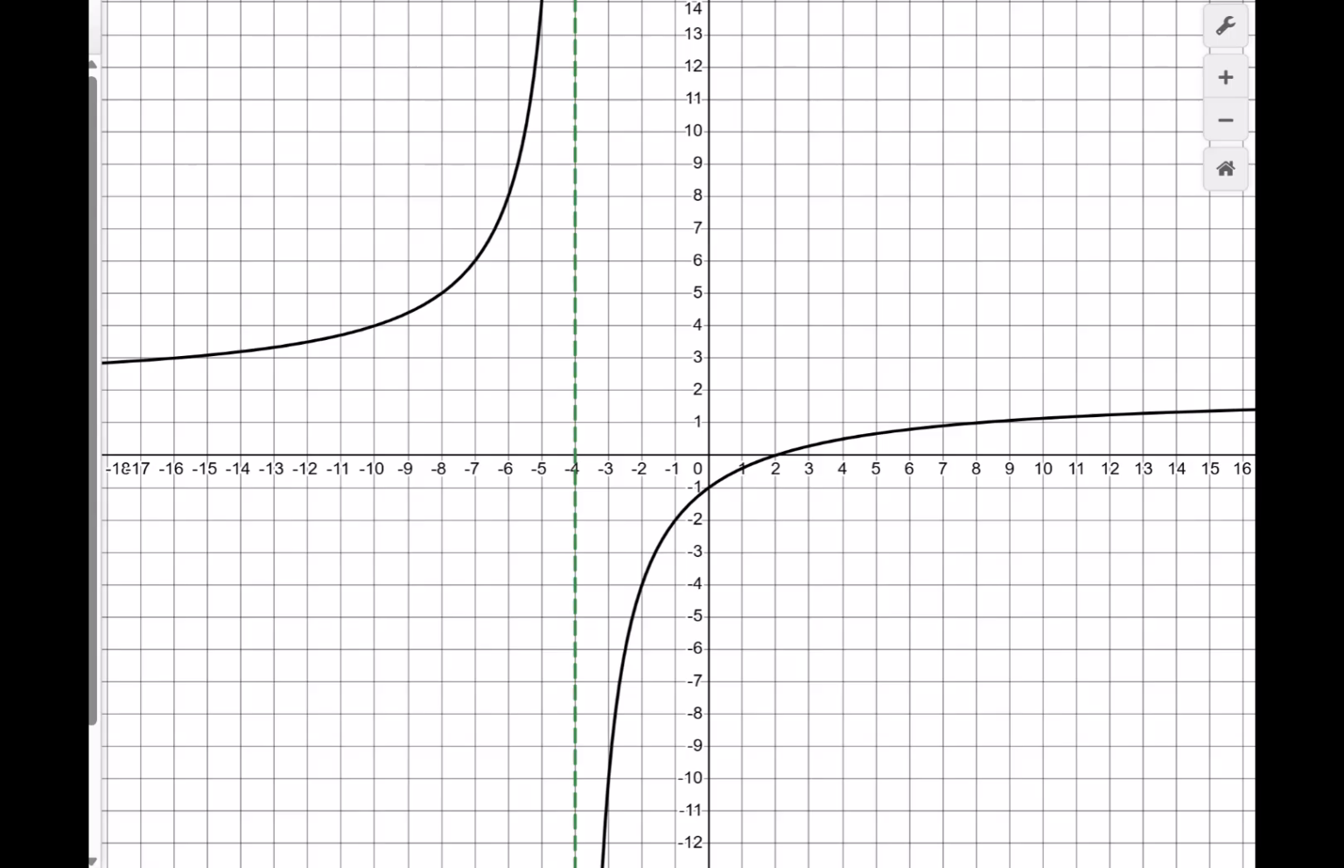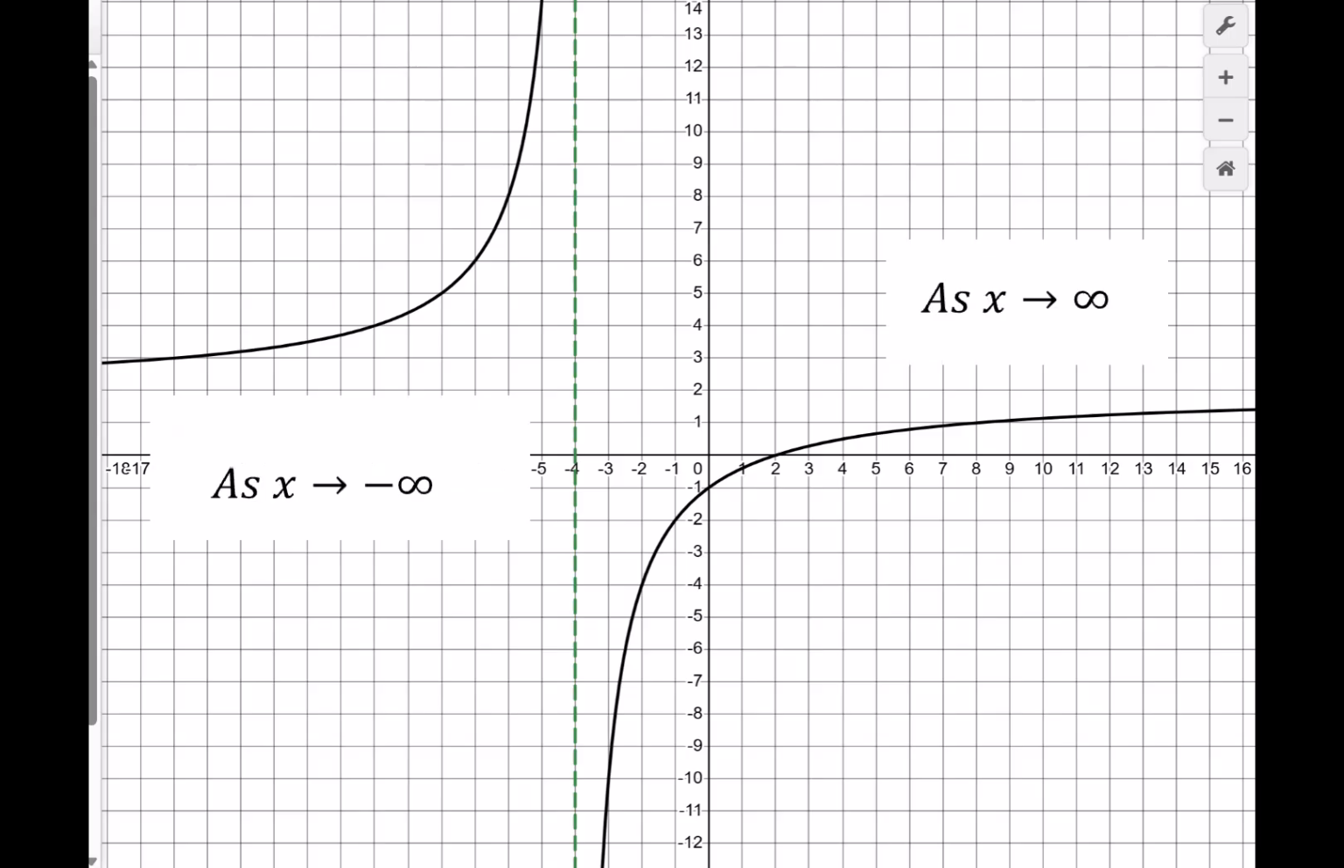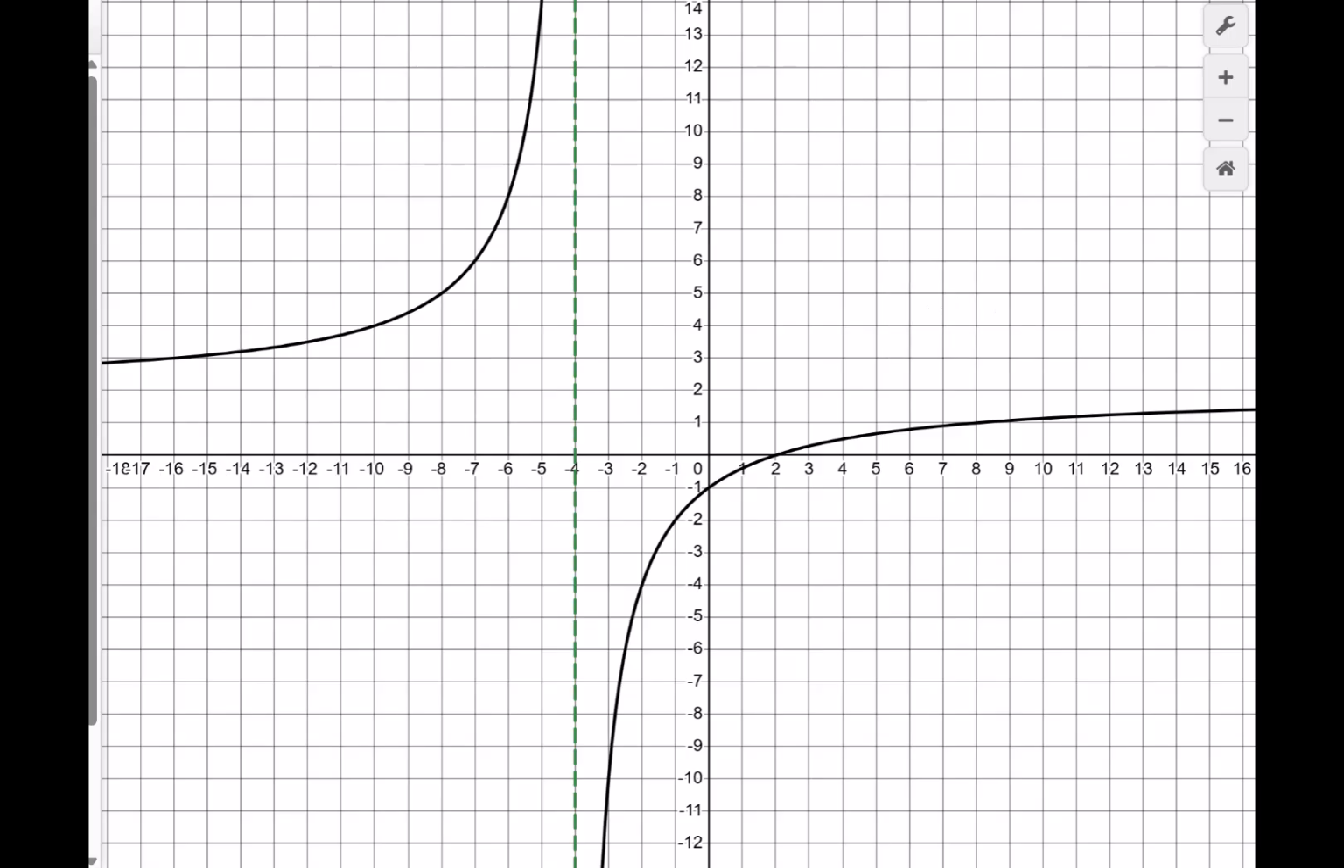The second type of behavior we want to look at is the end behavior. We want to know what happens when x goes to infinity or when x goes to -infinity. And again, we think of there being a line. This time it looks like we have a horizontal asymptote at y equals 2.